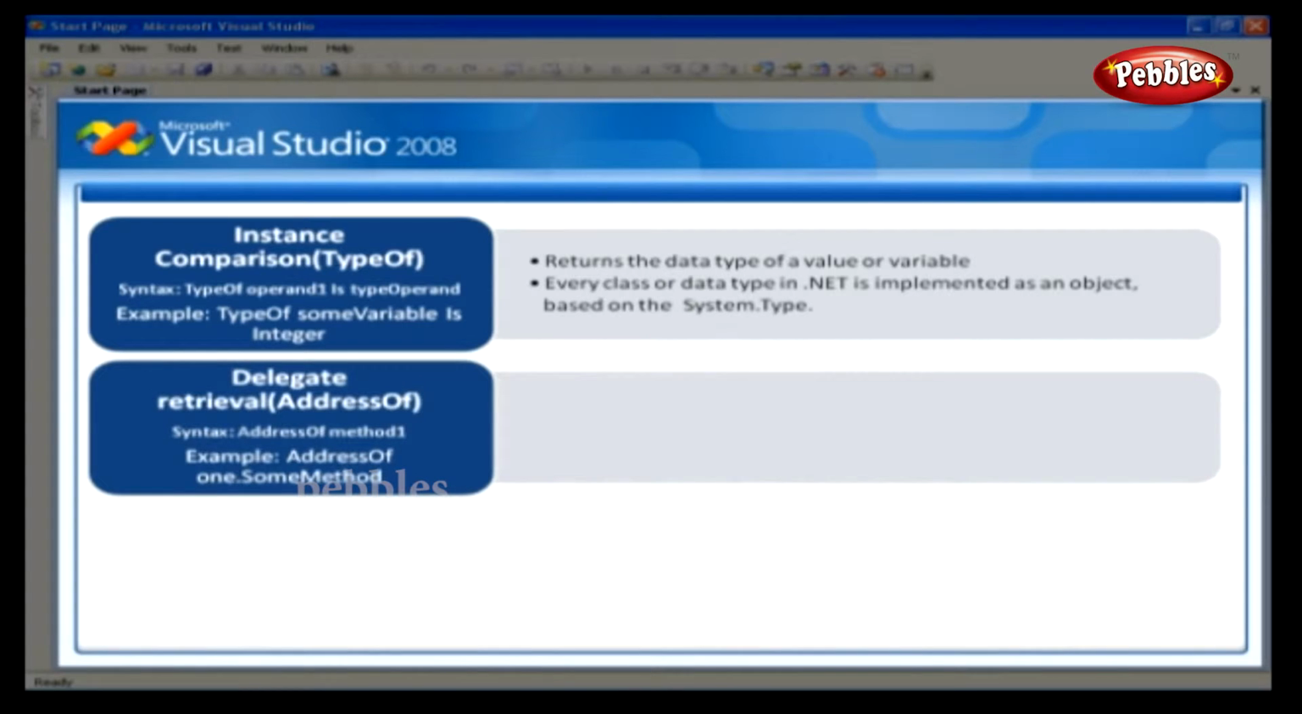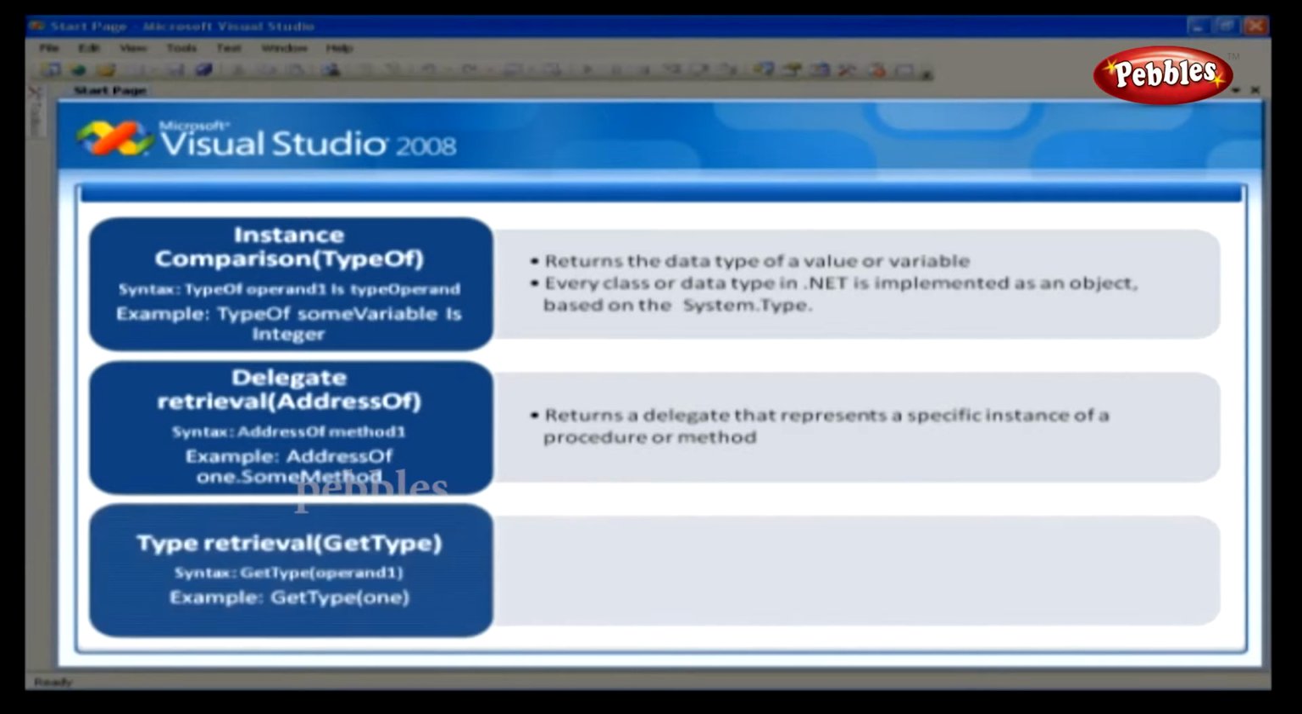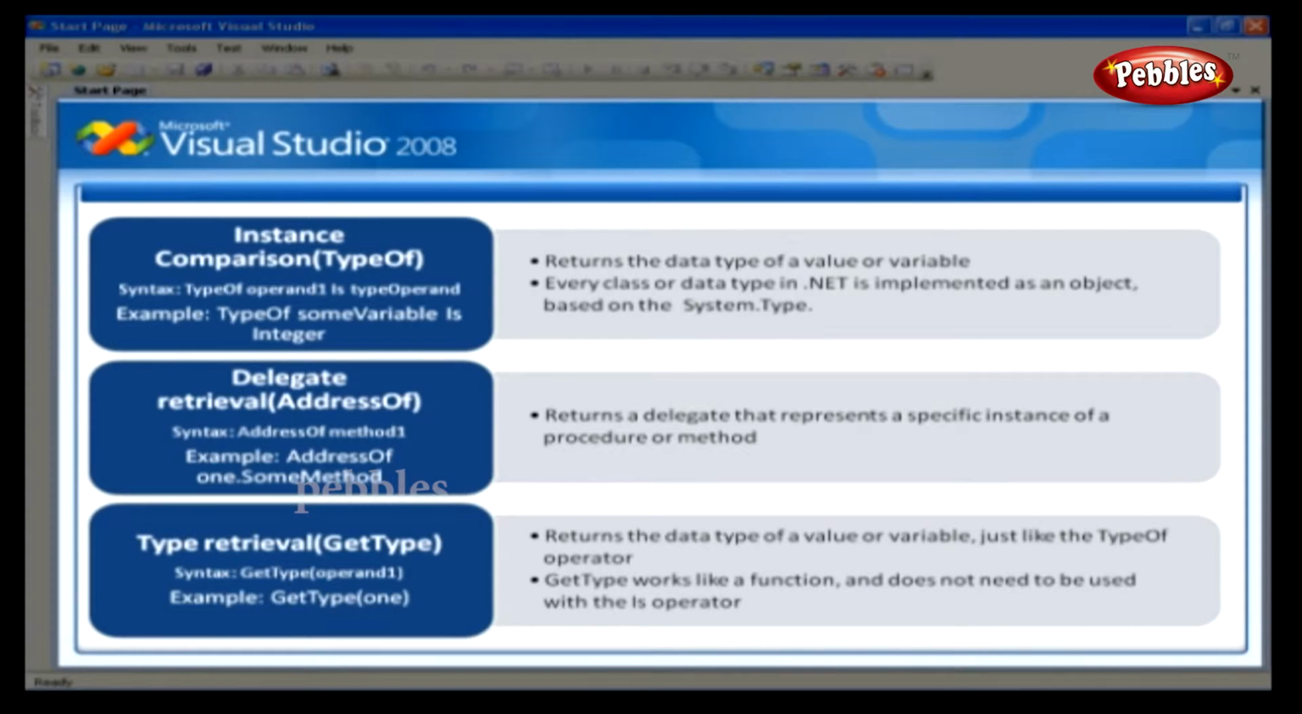Delegate retrieval returns a delegate that represents a specific instance of a procedure or method. Type retrieval returns the data type of a value or variable, just like the type of operator. However, GetType works like a function and does not need to be used with the is operator.